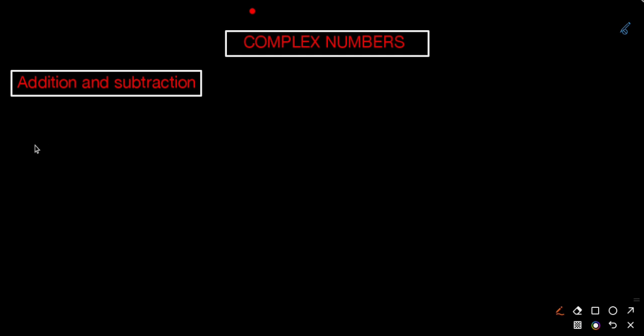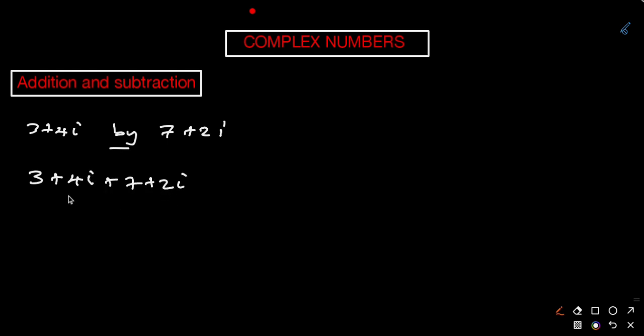Alright, so let me start with the addition of complex numbers, and then I'm going to talk about the subtraction of complex numbers. So let's say, for example, we have 3 plus 4i added to 7 plus 2i. How can you go about this one? We're going to introduce an addition sign there. So we have 3 plus 4i, then plus 7 plus 2i.